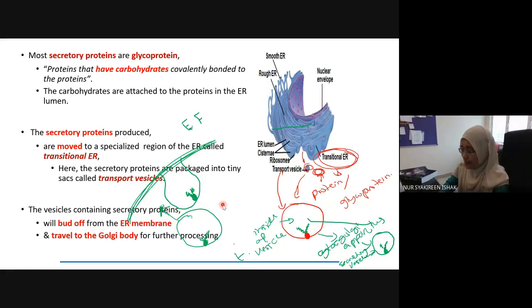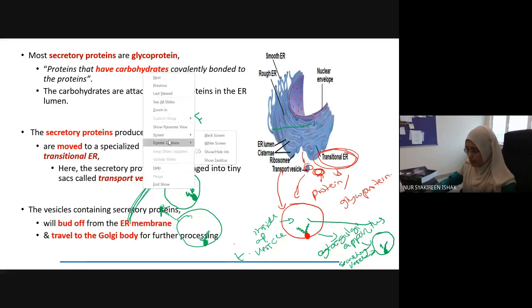All these proteins that are embedded in the plasma membrane were originally made from the RAF-ER. Okay, sama juga kalau contohnya membrane of the... Okay, so your plasma membrane ada banyak jenis protein dan protein-protein ni ada banyak fungsi. So in order for your plasma membrane to have so many different types of protein, the protein was originally made by the RAF-ER. Itu je dia nak cakap.